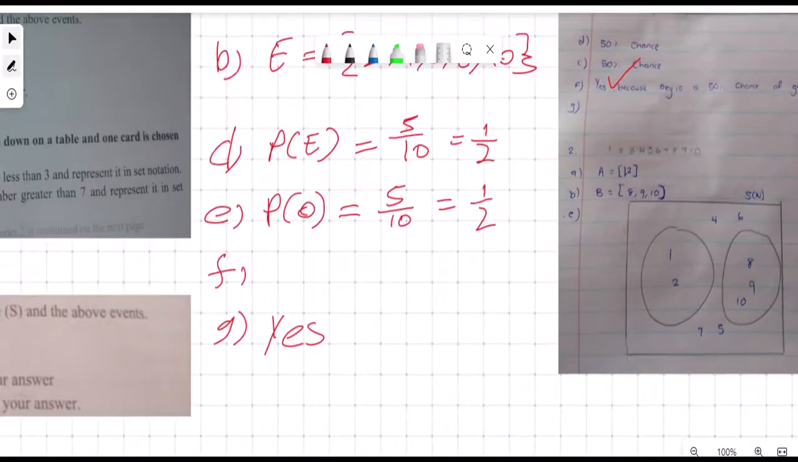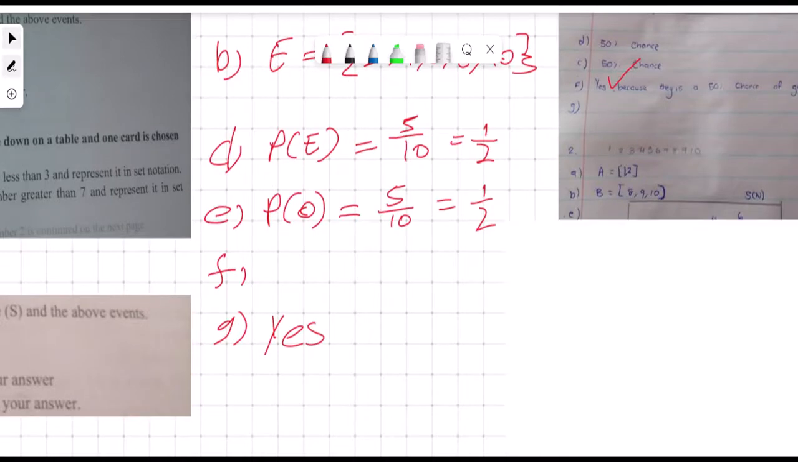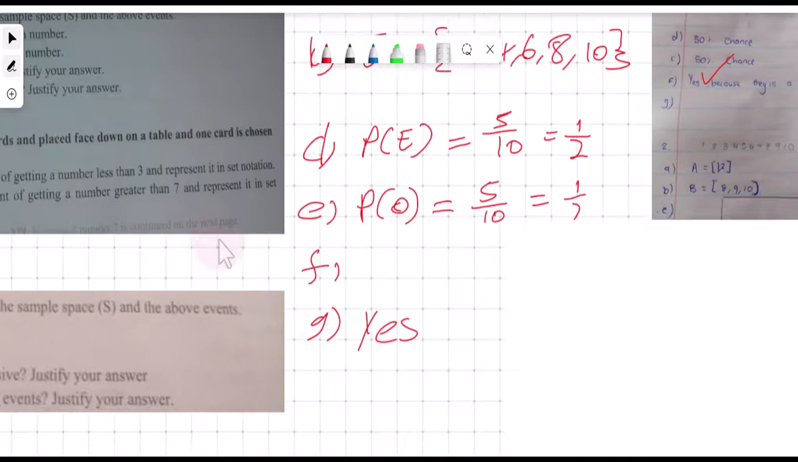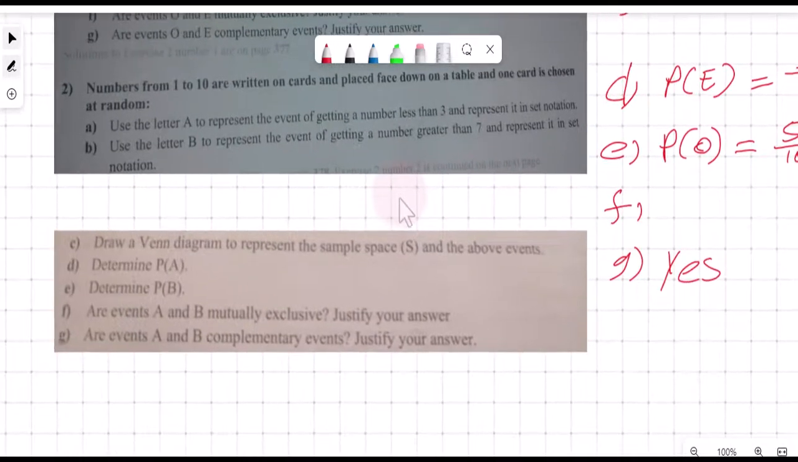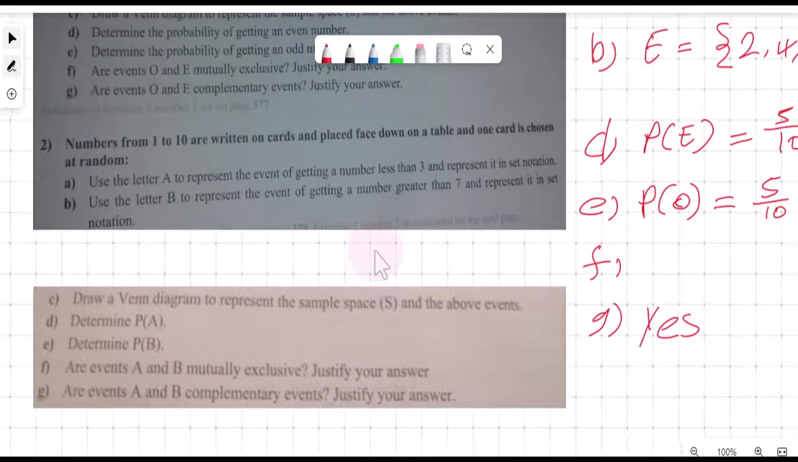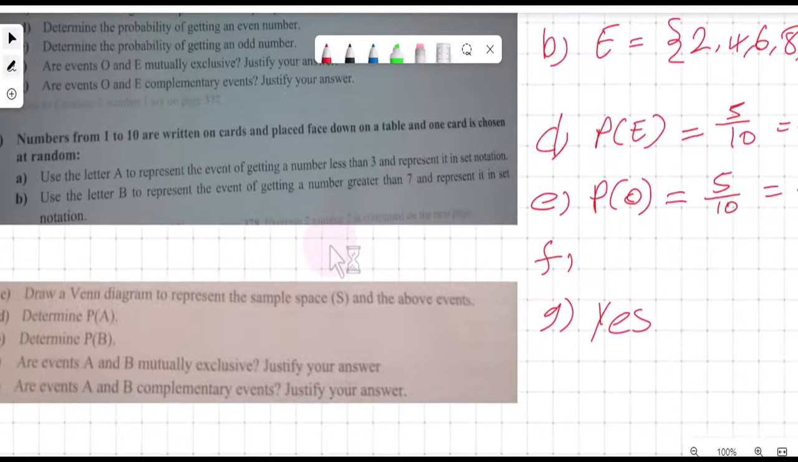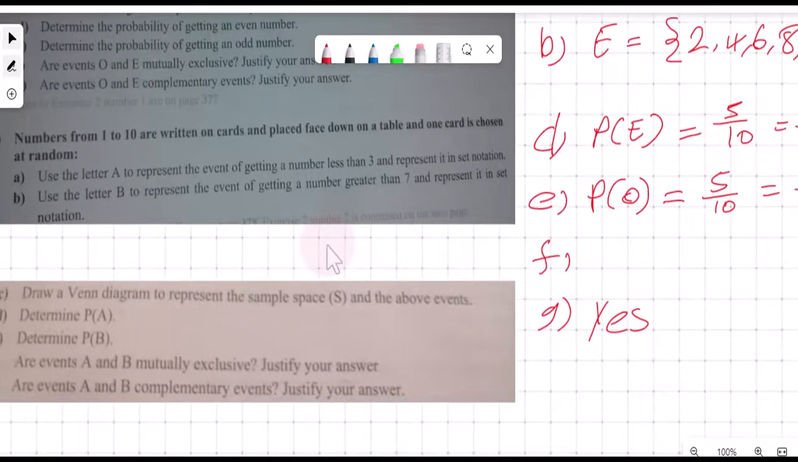It means the other one is happening when the other one is not happening. Yes, that's what we call complementary. They complement each other. But please take note, complementary events are not necessarily mutually exclusive.